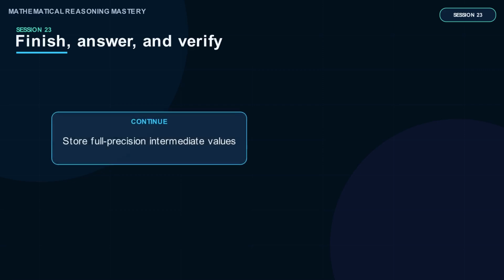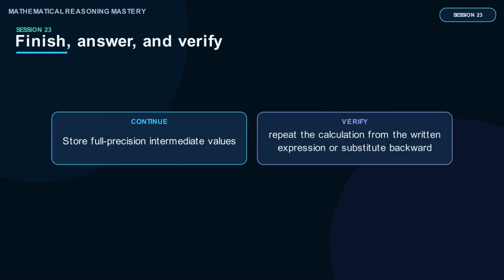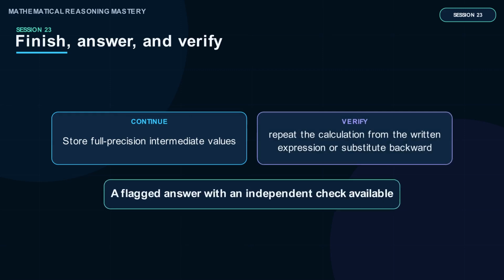Continue by applying this control. Store full-precision intermediate values. The explanation supports one option without relying on its position. The mathematical conclusion is a flagged answer with an independent check available. State it with any required units, interval notation, or restrictions. The final answer is a flagged answer with an independent check available. Compare it with the exact target and reject any choice that represents a common intermediate step. Verify from another direction. Repeat the calculation from the written expression or substitute backward. The check should use evidence independent of the original calculation whenever possible.